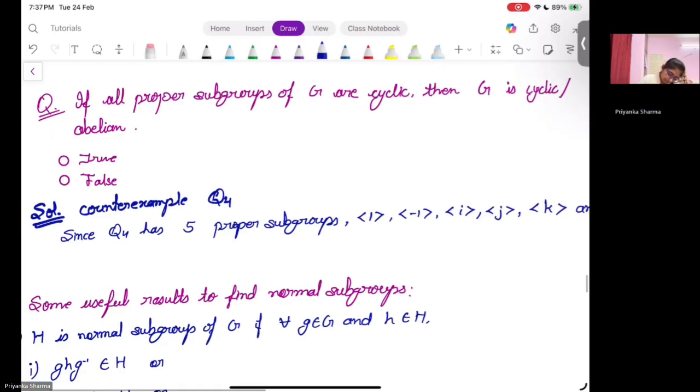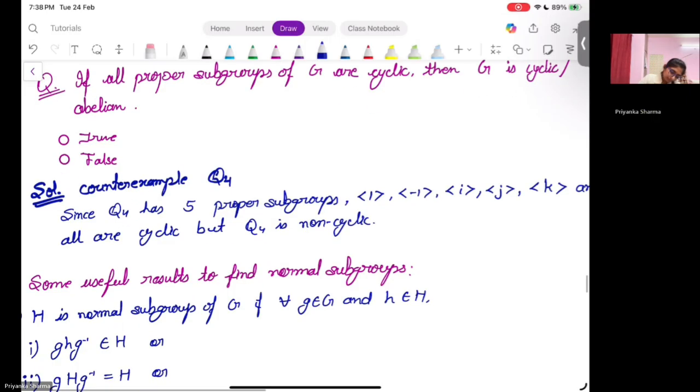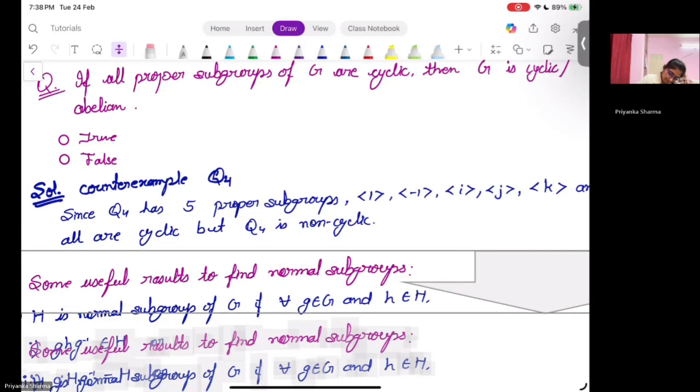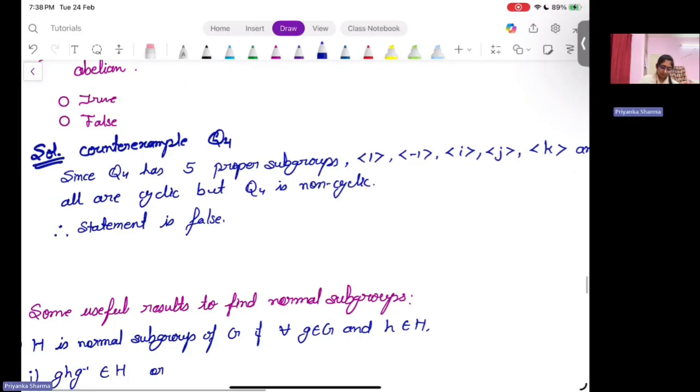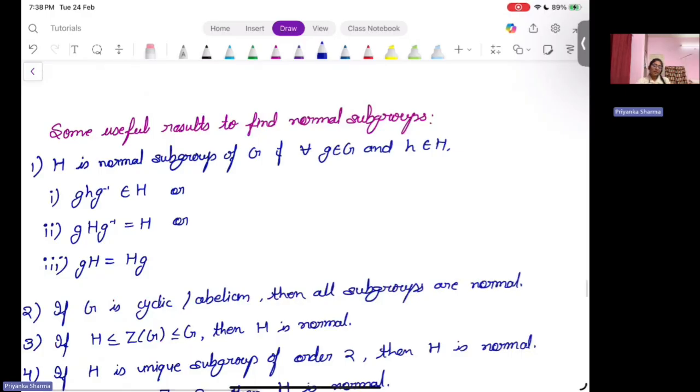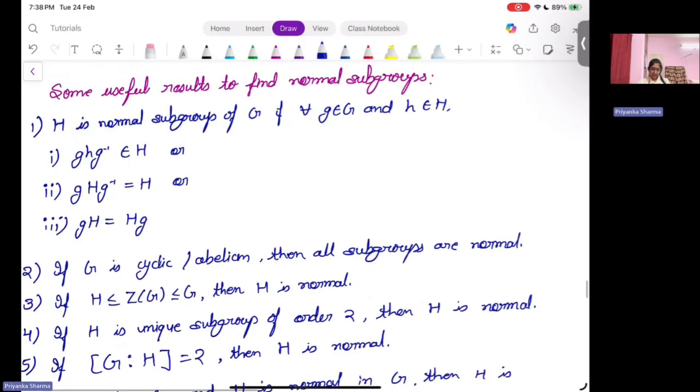And all are cyclic, but Q4 is non-cyclic. Therefore, the statement is false. Okay. Now, again, we want to have some more examples on normal subgroups.